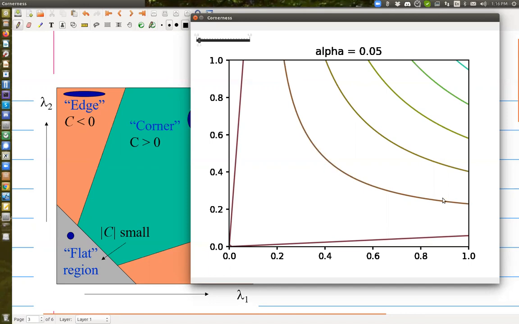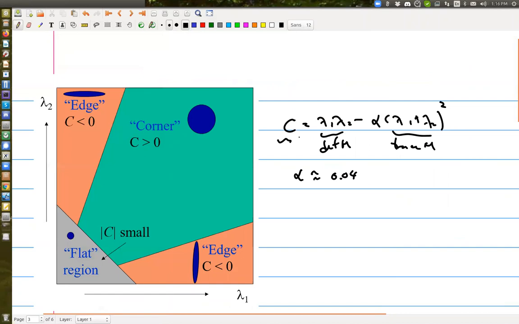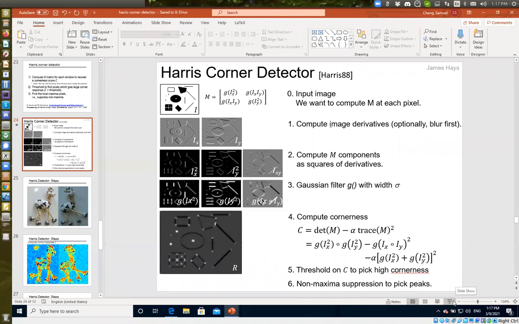As long as C here is bigger than some value, say 0.01, I don't know exactly, it will be basically everywhere around here. Therefore, we can compute these C values, and if C is bigger than a certain threshold, we say it's a corner. If C is small, then it will be either an edge or a flat region. And that's basically what the entire Harris corner detector is.